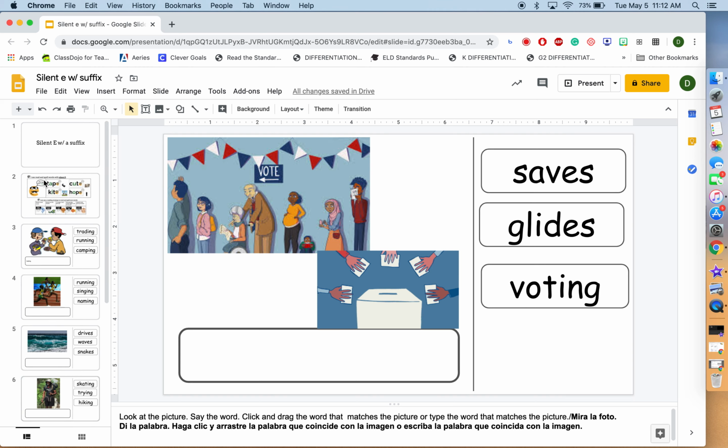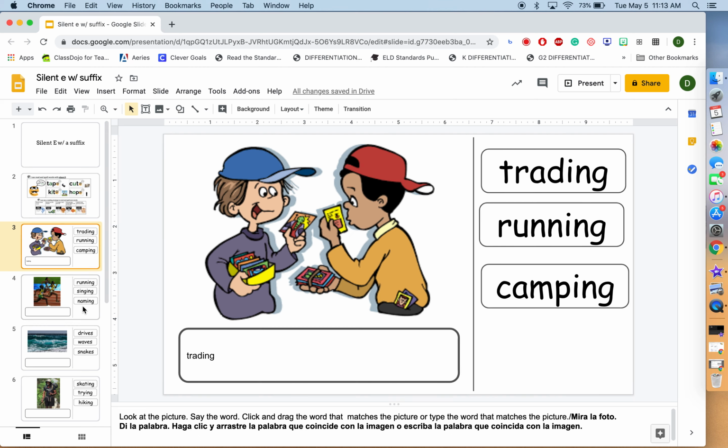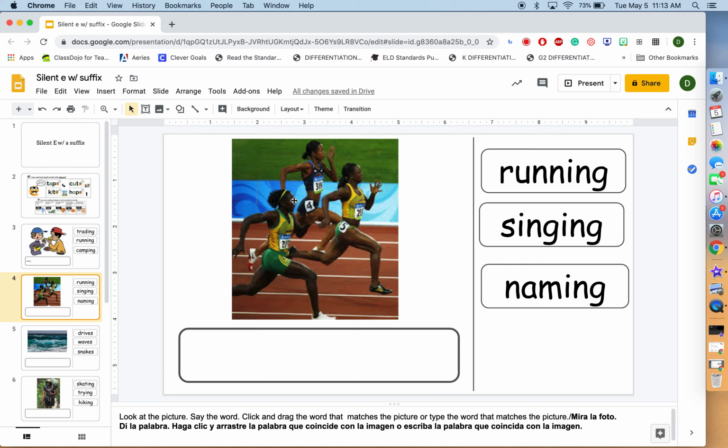Like I said before, use the anchor charts if you need to. I'll show you this one again in class. And then we'll do this one in class all together. Okay? I can't wait to see how you are doing with reading silent E with suffixes.